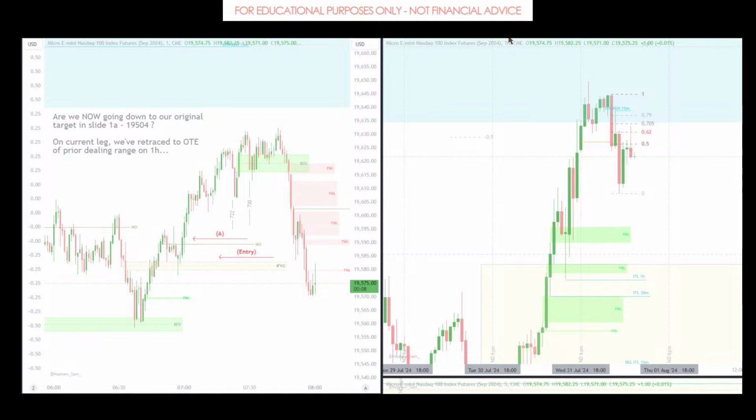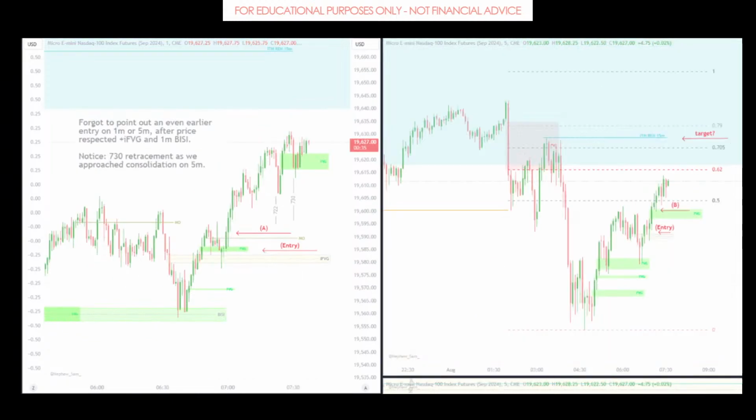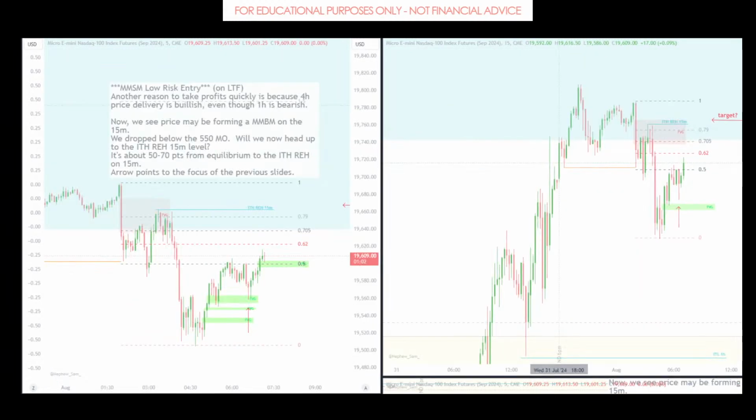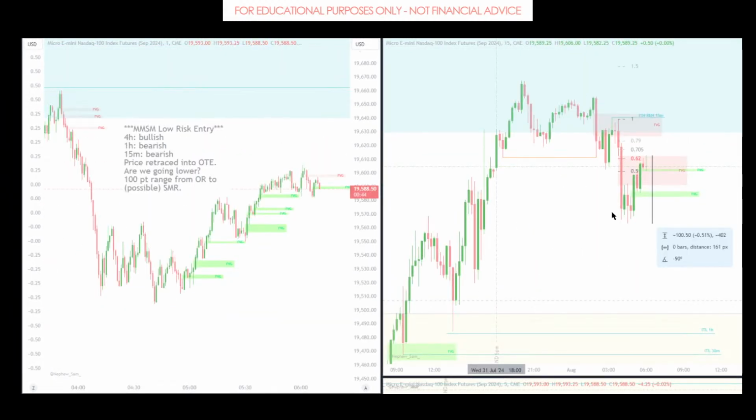And now this is looking at the hourly. If we draw a dealing range on the hourly from this swing high to this swing low, we see that this whole move here was on the hourly coming back up into optimal trade entry. It looks like we're setting up to go take out what we had originally seen back on the very first slide, right? My question was, are we setting up to go short? And it turns out, no, we're going to go higher first.